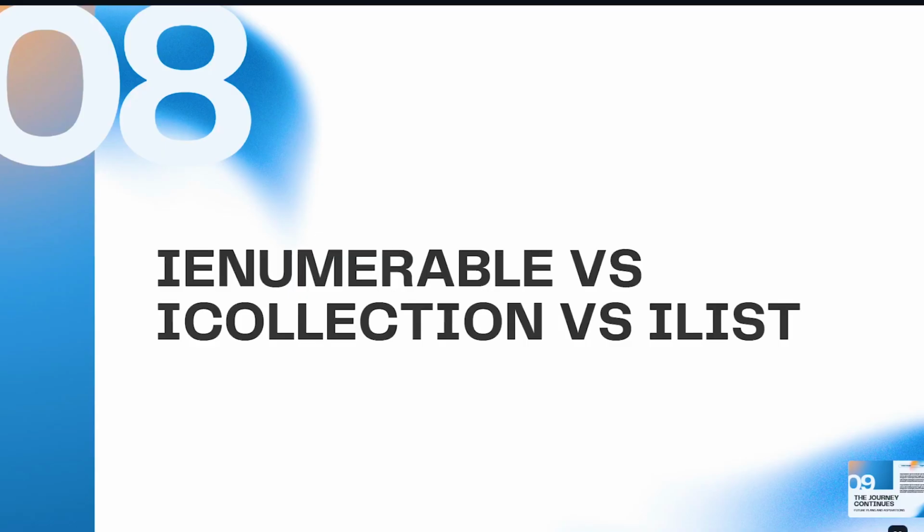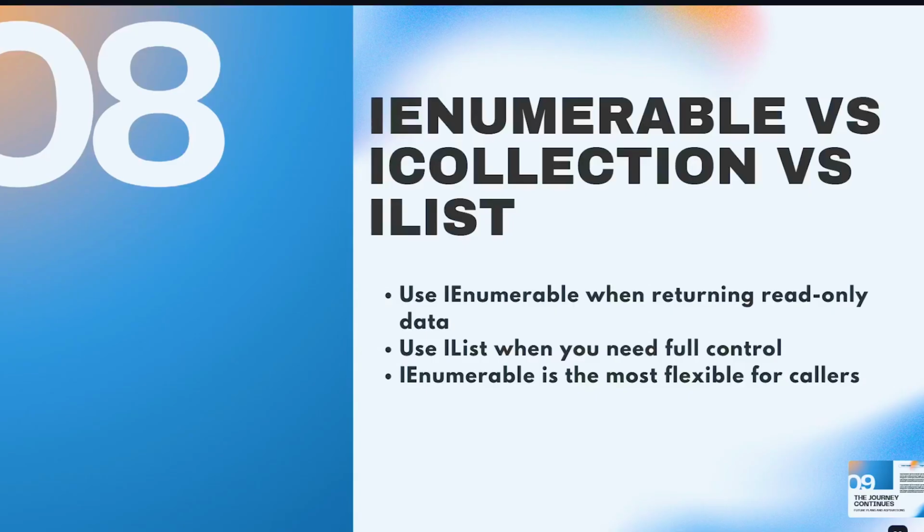Now we have a question: what is the difference between IEnumerable, ICollection, and IList? IEnumerable is the most basic. It only lets you loop. As you can see on the screen, we have IEnumerable, ICollection which extends IEnumerable, and IList which extends ICollection. What does it mean? Each level adds more capability. IEnumerable only gives you the ability to loop with foreach, nothing else: no count, no add, no index.